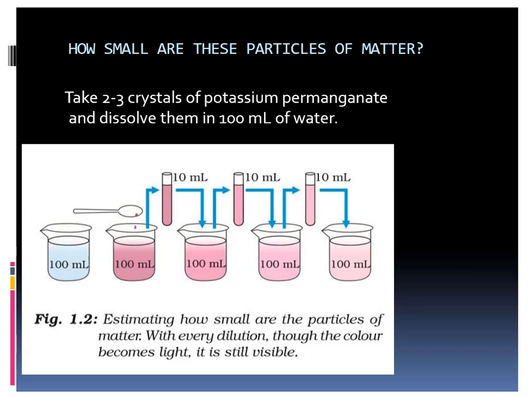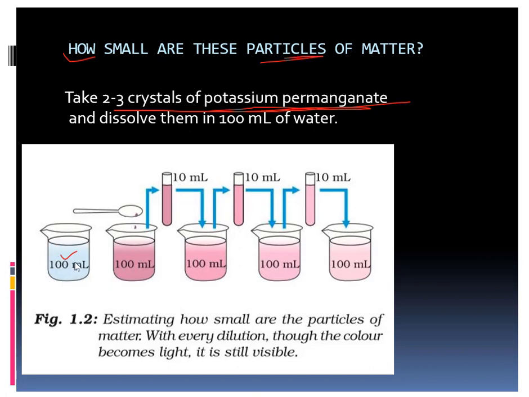Now we saw that matter is made up of particles. Now we'll see how small these particles are. They are small, but how small? To conduct this experiment, we take a beaker and pour 100 ml of water. Then we take 2 or 3 crystals of potassium permanganate, which is a chemical. About this one we will study in other chapters. We dissolve them in 100 ml of water.